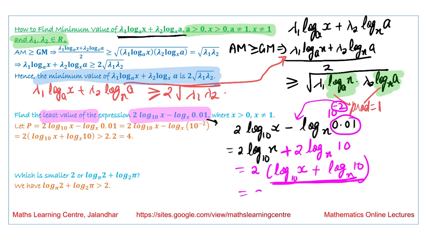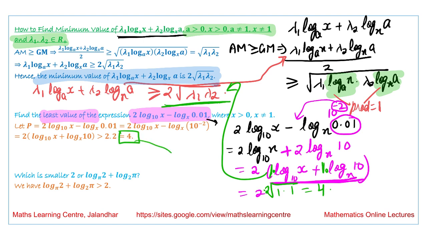The minimum value of this term, using this result, is 2 times the square root of lambda 1 lambda 2. Lambda 1 is 1 here, lambda 2 is 1 here, so we get 2 into the square root of 1 into 1, and the answer we obtain is 4. So the least value of this expression is 4.